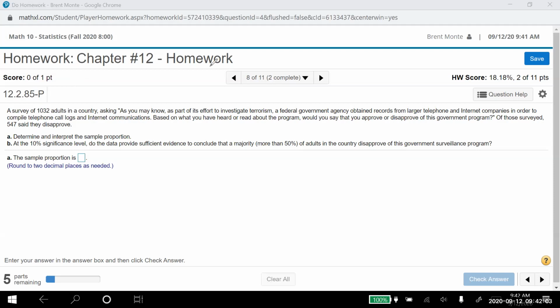A survey of 1,032 adults in a country asking, as you may know, as part of its effort to investigate terrorism, a federal government agency obtained records from larger telephone and internet companies in order to compile telephone call logs and internet communications. Based on what you have heard or read about the program, would you say that you approve or disapprove of this government program? Of those surveyed, 547 said they disapprove. That 547 is X. The 1,032 was N. That was our sample size. At the 10% significance level, that's alpha.